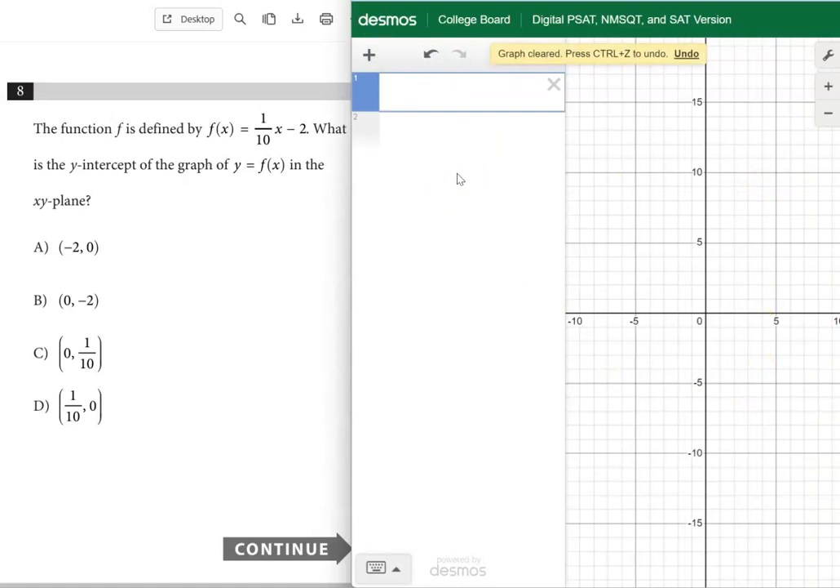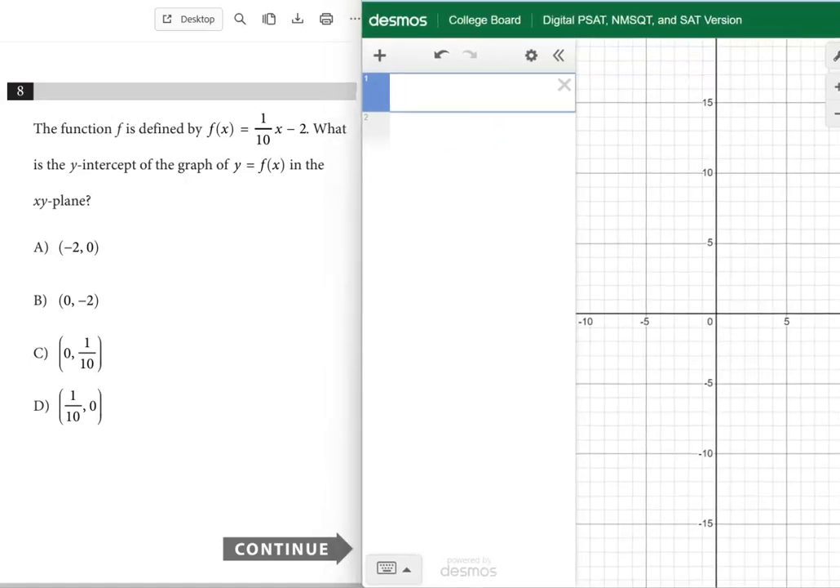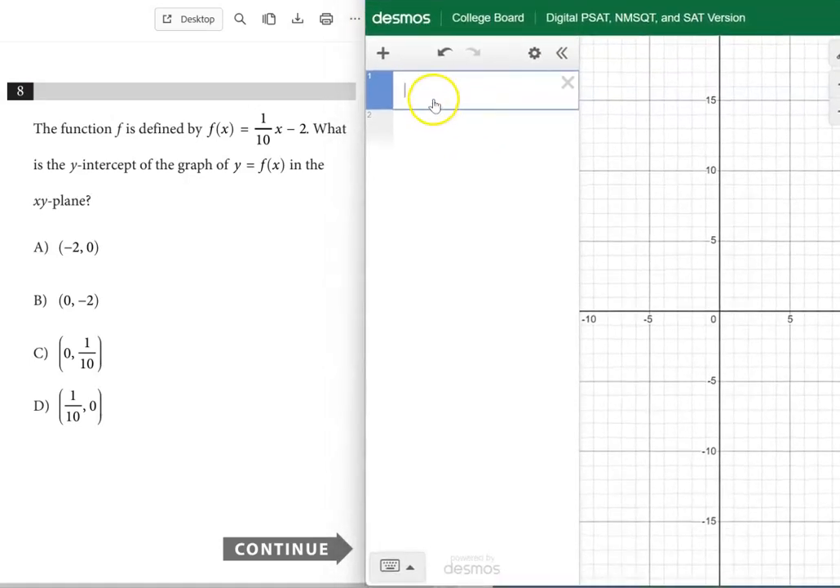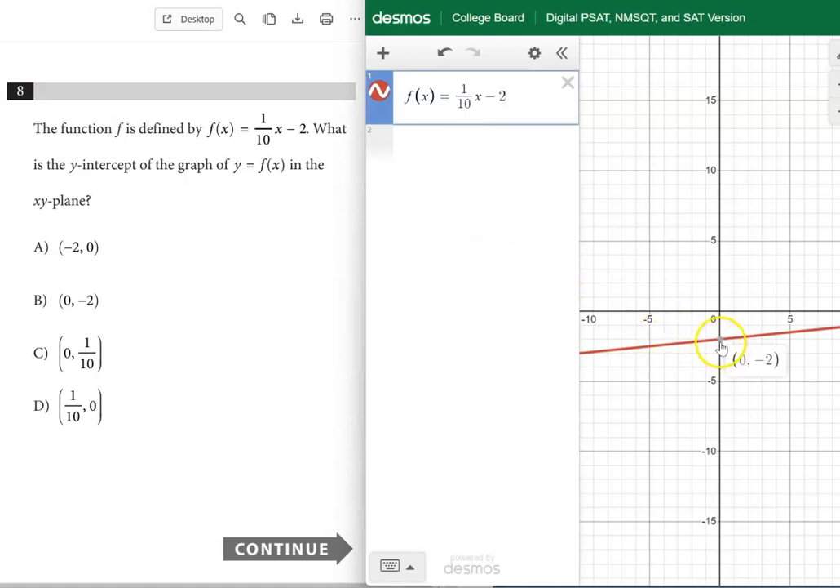So on item number 8, we're given a function f of x. So we're going to type this function in just as it appears. 1 divided by 10 will produce the fraction 1/10. I encourage you to use that shortcut instead of the keyboard at the bottom of the calculator. The question is, what is the y-intercept of the graph in the xy plane? Well, the y-intercept of the graph falls on the y-axis, and so (0, -2) is the y-intercept. So you would choose answer choice B.